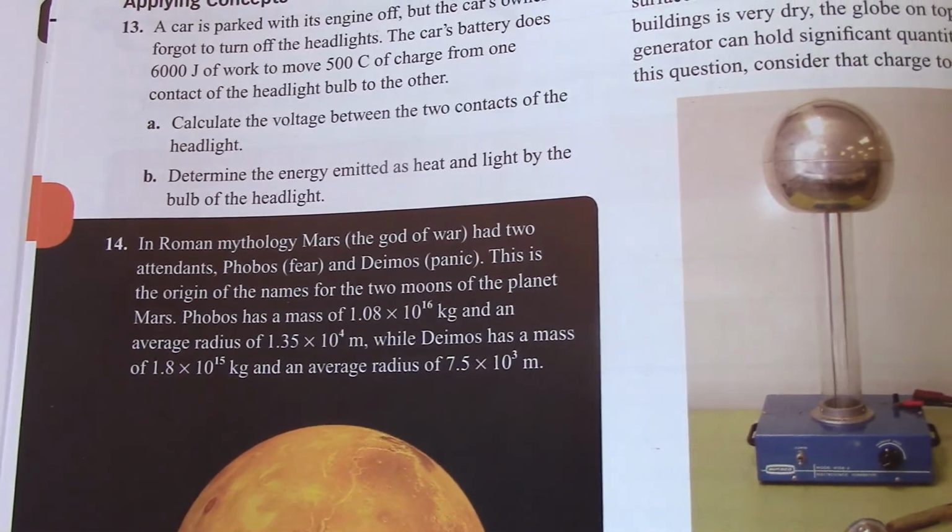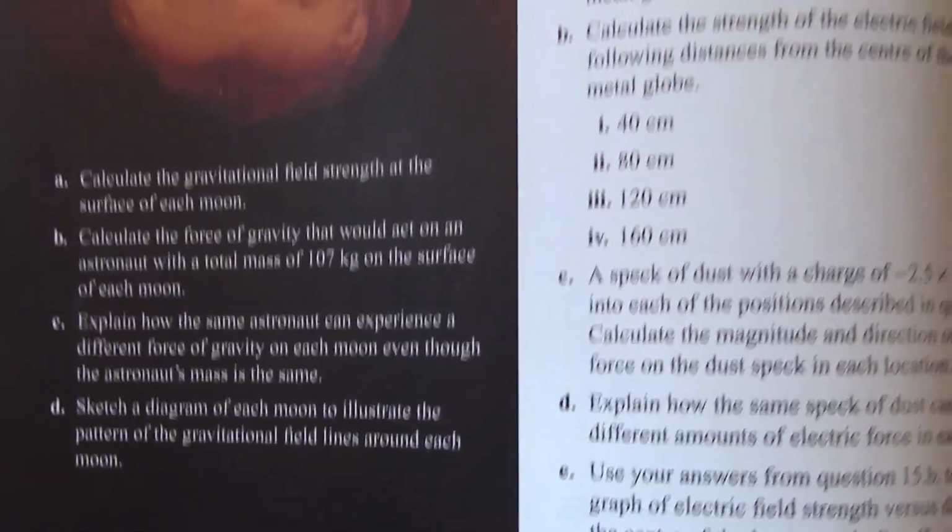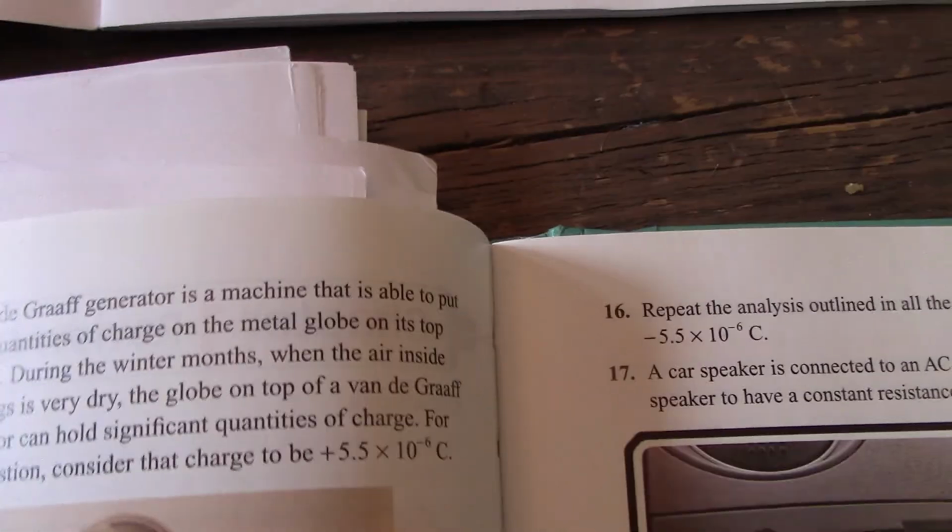Question 14 looks at gravitational force and electric force. Question 15, yeah, so this is one big large question, 15A through G. Again, it's on page 406. That's all electric field strength. Same with question 16. So that's page 406, 407. But I'm going to give you two examples here.